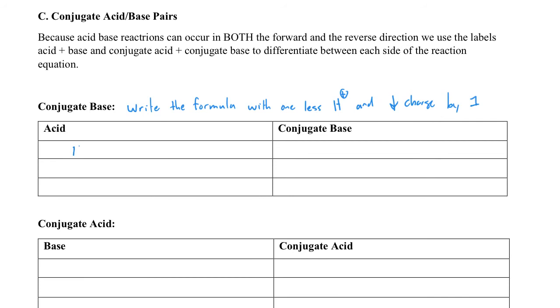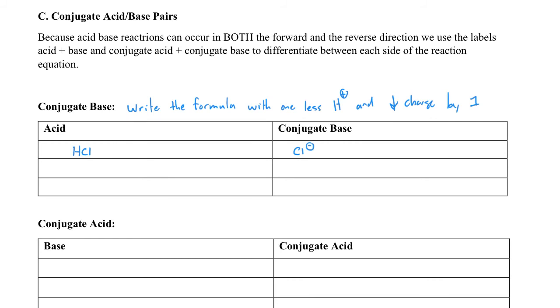So for example, hydrochloric acid, or HCl. We've done this already. To write the conjugate base, we take a proton off. That leaves Cl behind, and we reduce the charge by 1. So instead of being neutral, it's -1. So chloride is the conjugate base of the acid HCl.